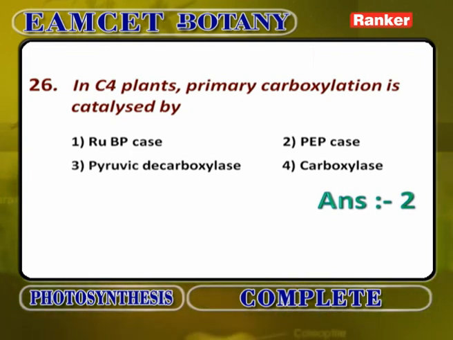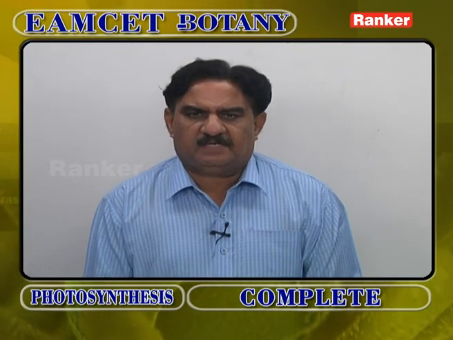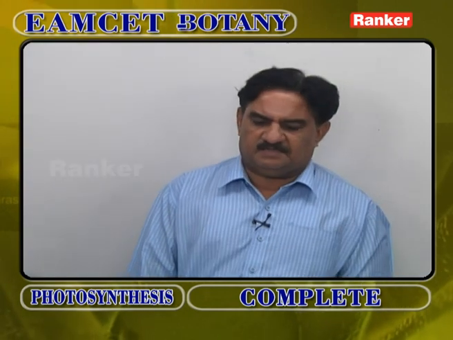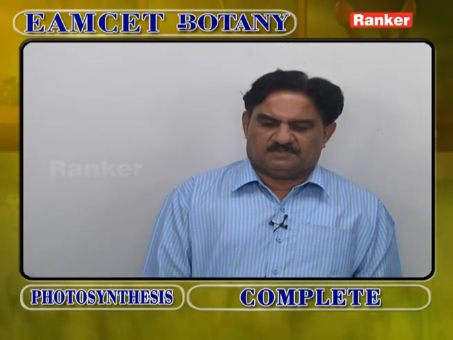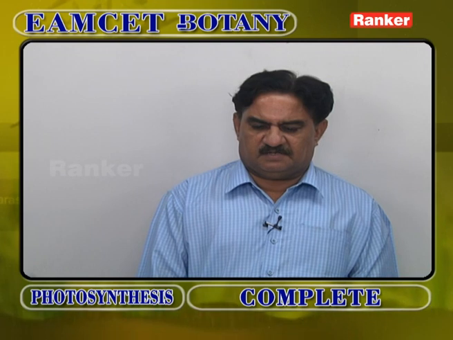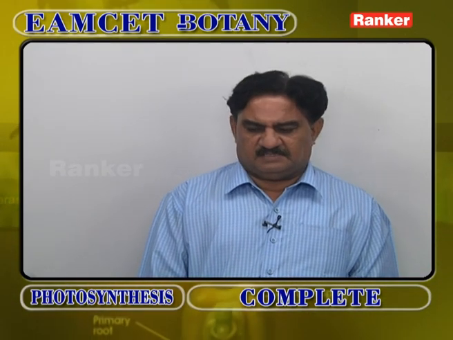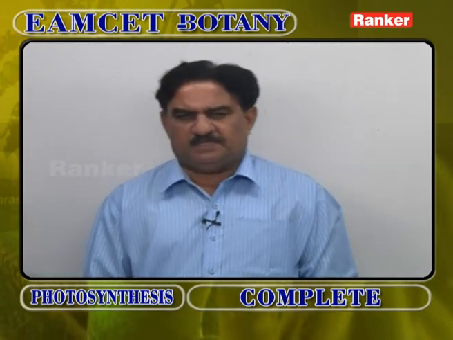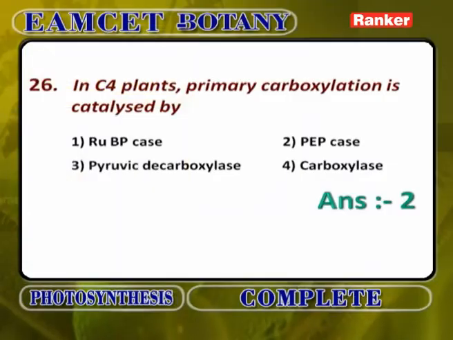In C4 plants, primary carboxylation is catalyzed by which enzyme? Primary carboxylation takes place in the mesophyll cells. What is that primary carboxylation? Phosphoenol pyruvic acid takes carbon dioxide, in the form of bicarbonate, and forms oxaloacetic acid. So RuBP carboxylase is wrong, pyruvic decarboxylase is wrong, and the other carboxylase is wrong. So PEPcase means PEP carboxylase, second option.